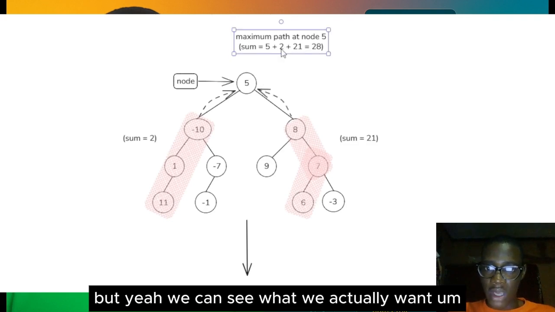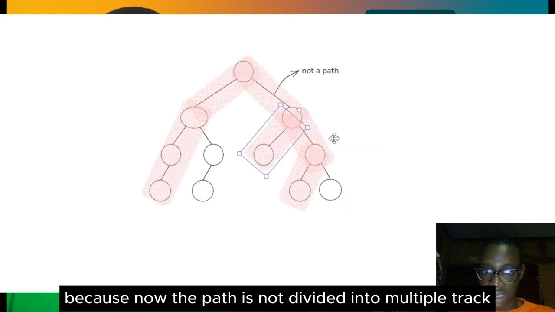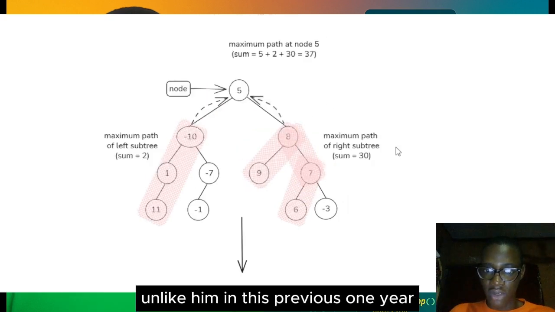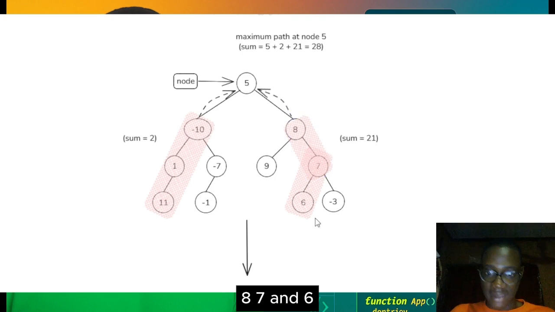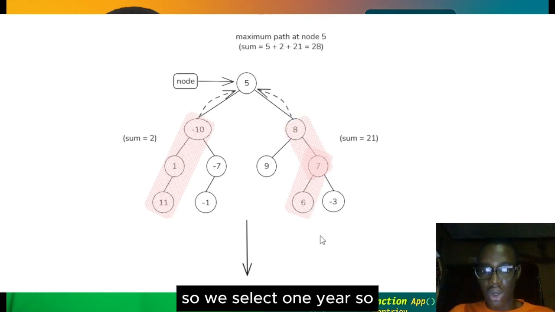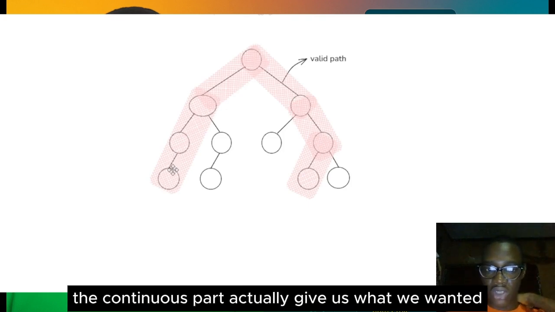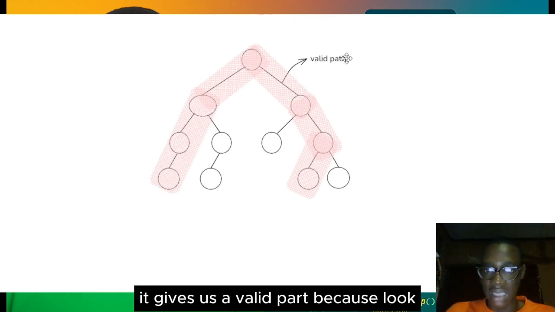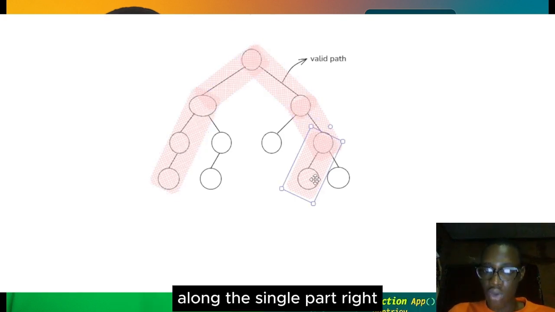But here we can see what we actually want, because now the path is not divided into multiple tracks, unlike in the previous one. It is just one. We selected one instead of having to select 9, 8, 7 and 6. So we select one here, and that way the sum of the continuous path gives us what we wanted. It gives us a valid path because now we are able to trace it continuously along a single path, right?